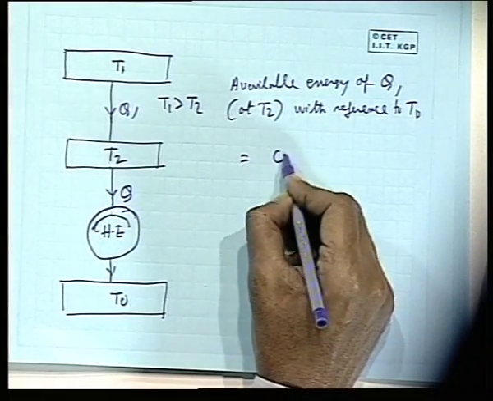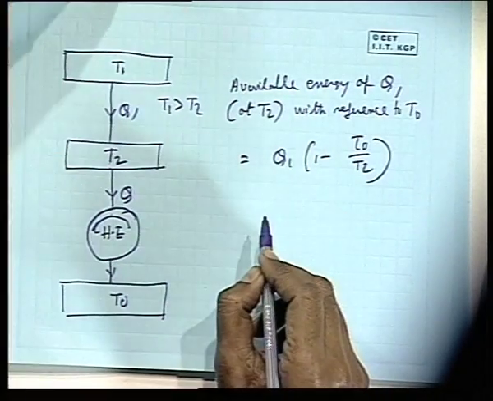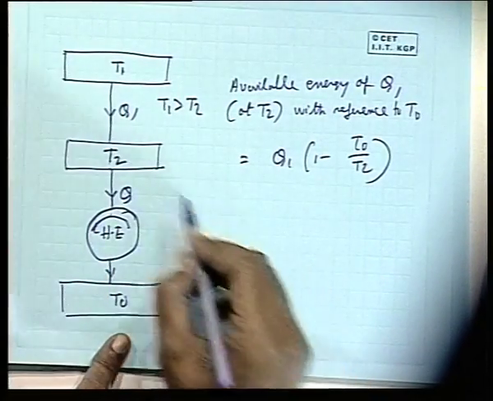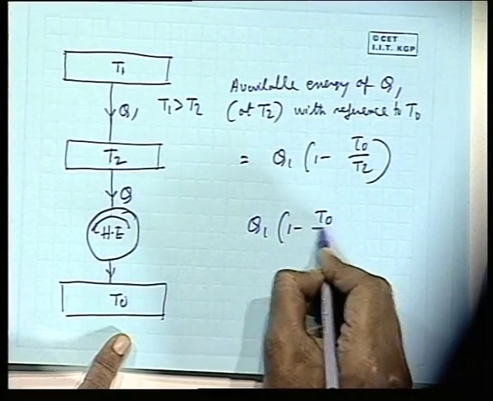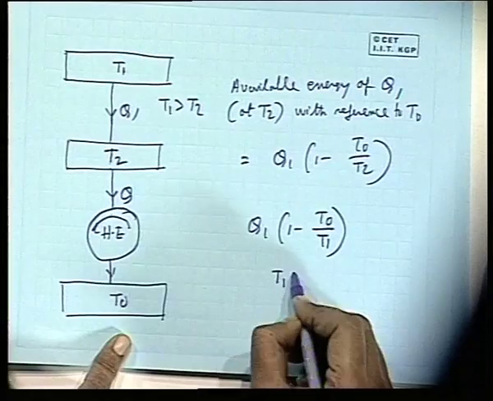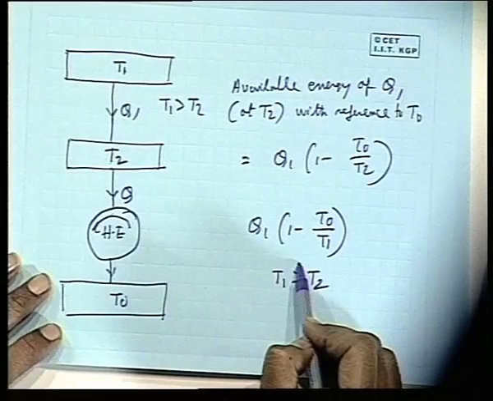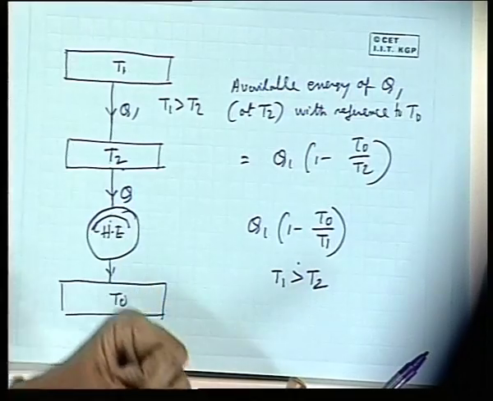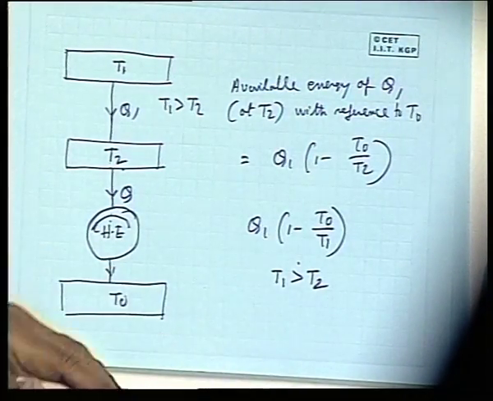This available energy is Q1 into 1 minus T0 by T2. It is lower than the earlier one. What was that? If it was taken from T1, it was Q1 into 1 minus T0 by T1. Now, T1 is greater than T2, so this available energy is lower than that. Clear? That means, when the same heat is taken from a lower temperature, its available energy or work potential is reduced. So it is always advisable to accept heat from as high a thermal reservoir as possible.